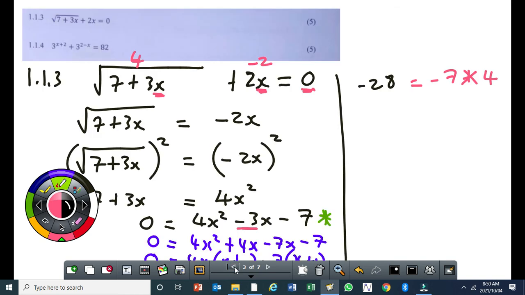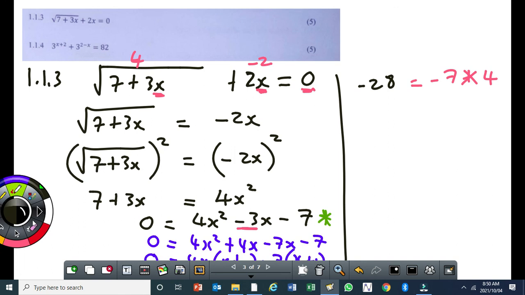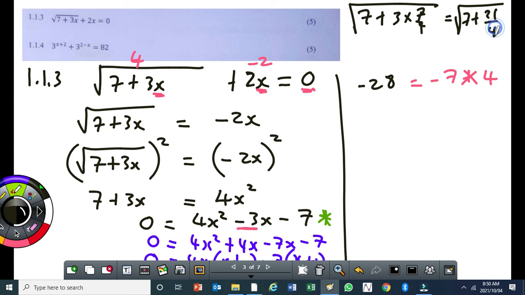Right? Then let's put x equal to 7 over 4. If you put 7 over 4 there, inside the square root you end up having 7 plus 3 times 7 over 4. And this will give you the square root of 7 plus 21 over 4. If you simplify that, what do you get?